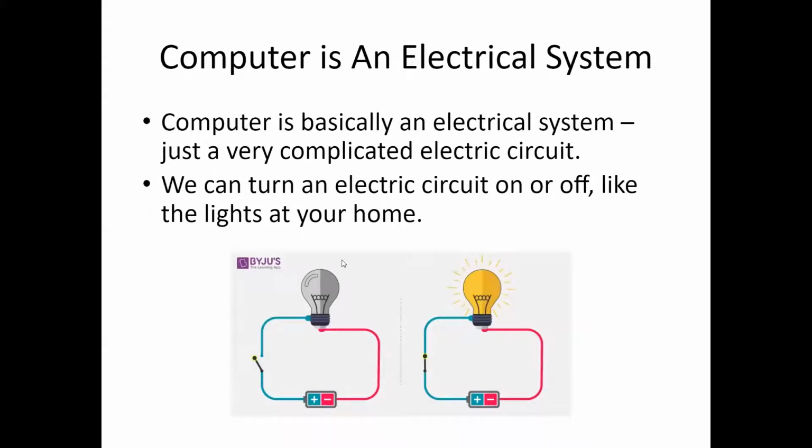So basically, a computer is a complicated electric circuit. You can turn it either on or off. One example that all of you have probably heard of is the light bulb circuit. You have a light bulb, a battery, wires, and an on and off switch.